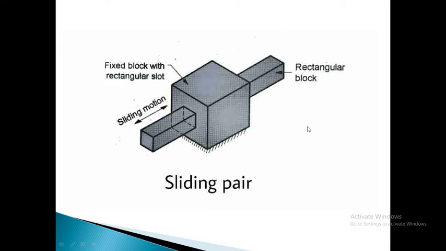Okay. Now see, here there is a rectangular block having a rectangular slot. A rectangular shaft is inserted in this block. This rectangular shaft can only slide along this rectangular fixed block. Okay, the motion of this shaft with respect to the fixed block is a sliding motion. So this fixed block and this rectangular shaft make a sliding pair. Simple.